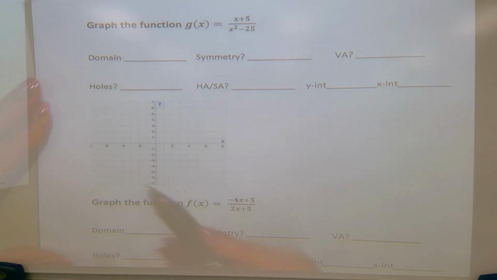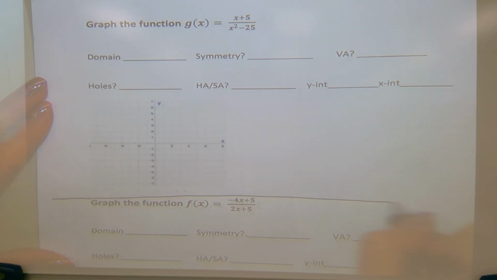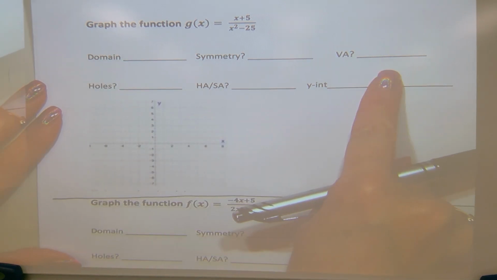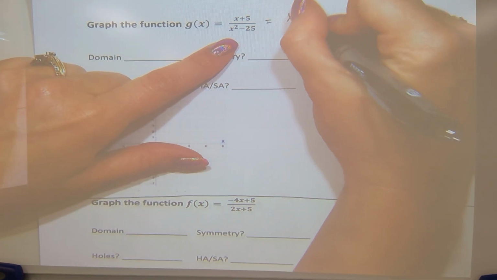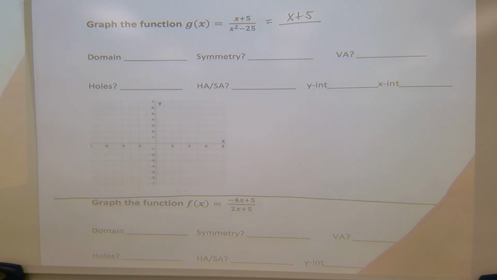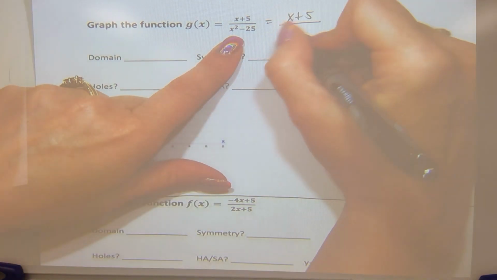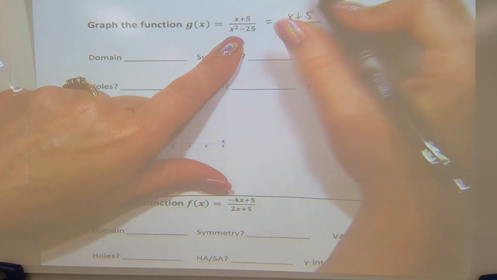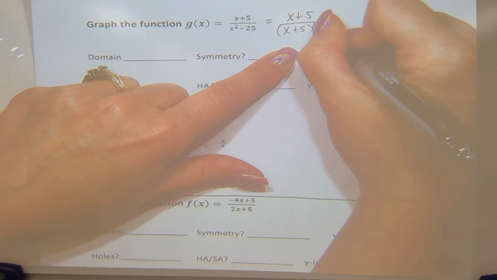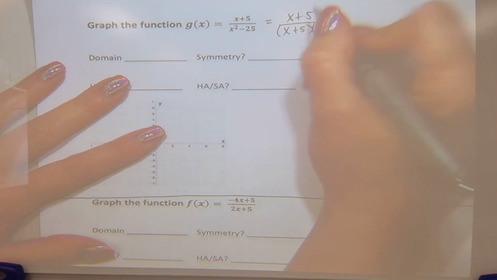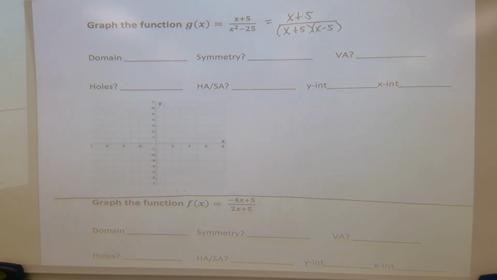Okay, I'm going to start by looking at my function to see if it is factorable. And then I'm going to stop and answer some of these questions before I do anything else. When I look at my function, I see that my numerator is x plus 5, nothing to do there. But my denominator is a difference of squares. That absolutely is factorable. It factors out to give me a conjugate pair, x plus 5, x minus 5, which means my function is not in lowest terms.